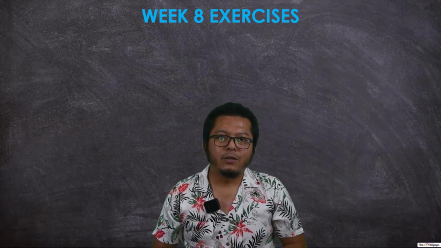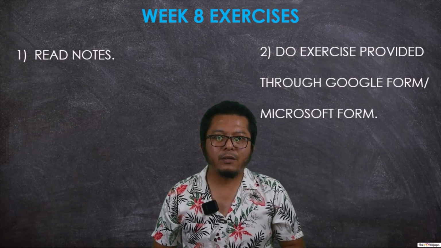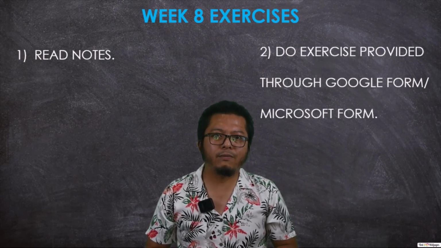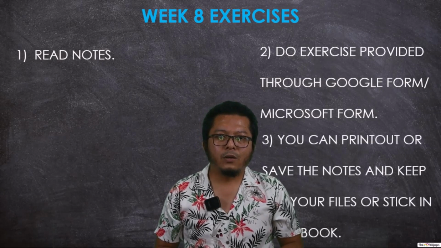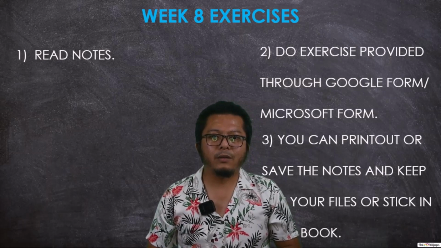There are 5 habitats that we have learned just now. That is desert, savanna, tropical rainforest, tropical reef, and the Arctic. So with this information, you should be able to do your exercises with the notes that I have provided and do the exercises that I have given you through Microsoft Forms. Okay, so you can print the notes and save it. So next time you can read it again.